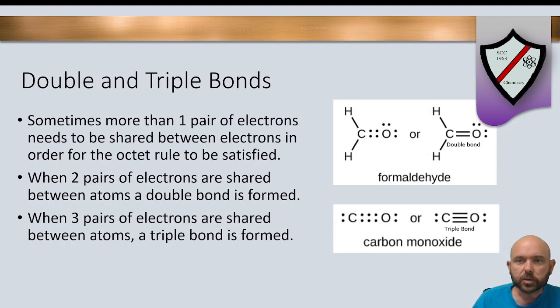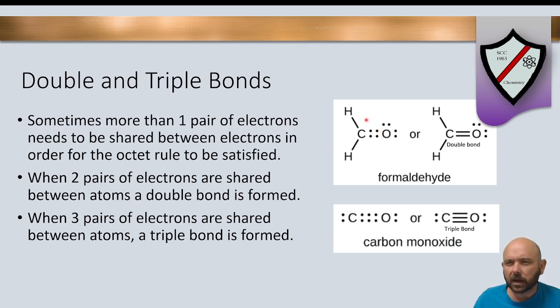While drawing these Lewis structures, we will run into cases where we need to share more than one pair of electrons between a pair of atoms in order to get the octet rules satisfied for those atoms. When two pairs of electrons are necessary to be shared, we call that a double covalent bond. When three pairs of electrons are necessary to be shared, we call that a triple bond. And you can see examples of these here on this slide.